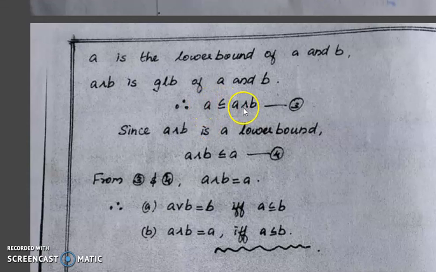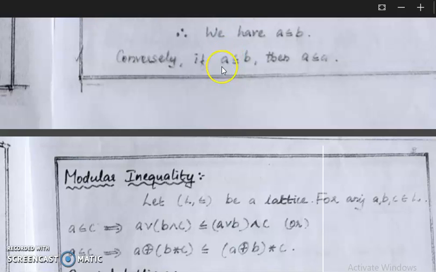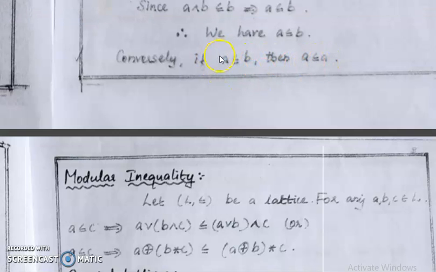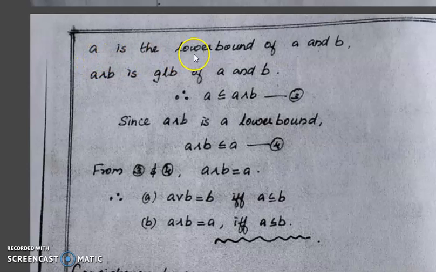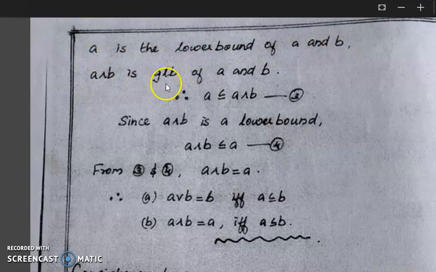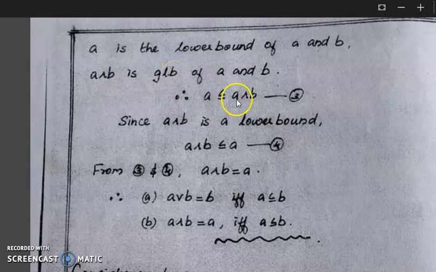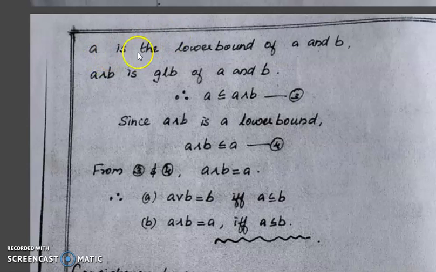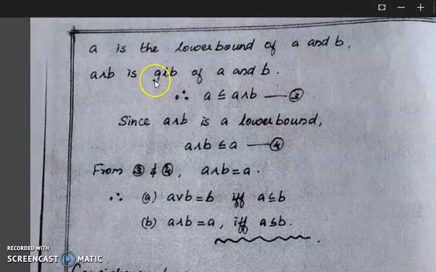A is the lower bound of A and B, because from the previous case A is less than B, A is less than A. So since A is lesser, A is the lower bound of A and B. But A and B is the greatest lower bound. So A will be less than or equal to A and B. So from the previous two equations, A is the lower bound. But we know that A and B is the greatest lower bound. Just now we defined the meaning of A and B.